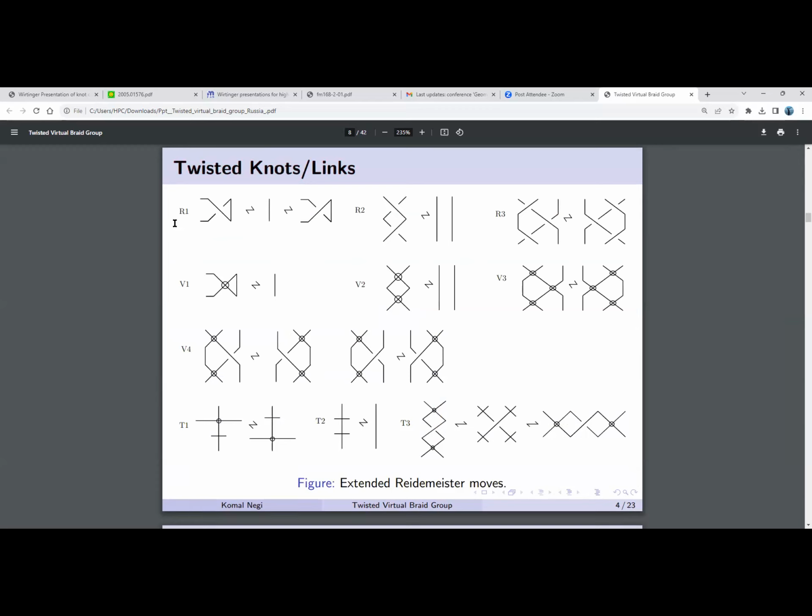Here you can see R1, R2, R3 are the classical Reidemeister moves. Then if you add V1, V2, V3, V4, these are the virtual Reidemeister moves. And if you add these twisted moves T1, T2, T3, then this forms the twisted Reidemeister moves, or we can say the extended Reidemeister moves.